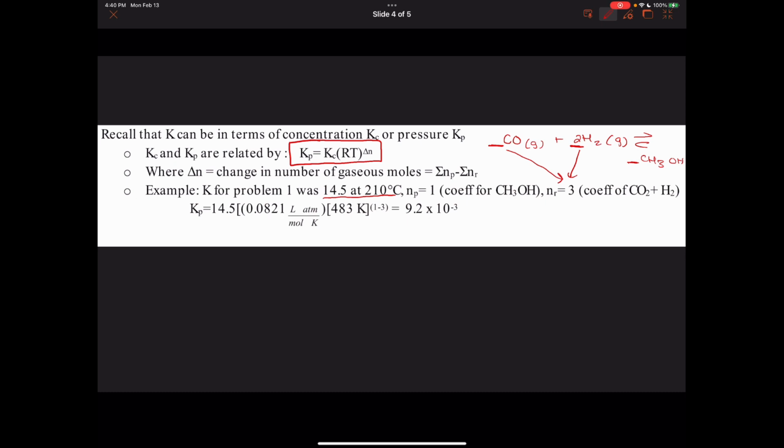So plugging into our equation, we plug in the Kc of 14.5. R is a constant. It's our ideal gas constant in terms of pressure. So that's 0.0821 liters times atmospheres over moles times Kelvin. Times our temperature. The temperature is the temperature in Kelvin. So we're converting that 210 to Kelvin by adding 273. And we're taking this entire quantity, so it's R times T raised to the delta N. And that is going to give me a value of 9.2 times 10 to the negative third. So if I know my constant in terms of concentration, I can convert it to pressure and vice versa.